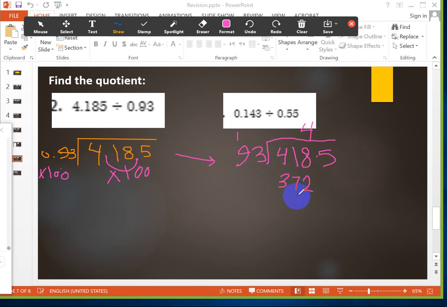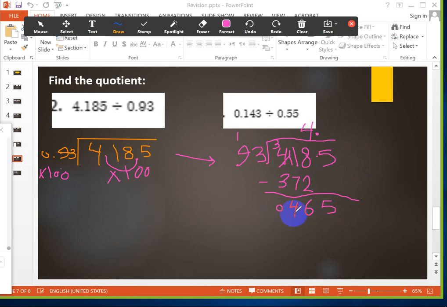Okay? Let's subtract. 8 minus 2 equals 6. 1 minus 7 I can't. I have to borrow from the 4. It will be 3. And this one will be 11. 11 minus 7 equals 4. And 3 minus 3 equals 0. Now I will take the 5. But before I take the 5, what about the decimal point? You know that I have to take the decimal point up over in the quotient in the same location. Then I will take the 5.